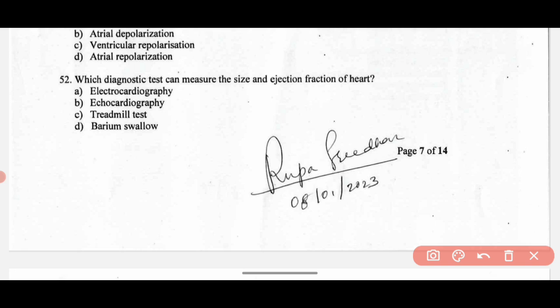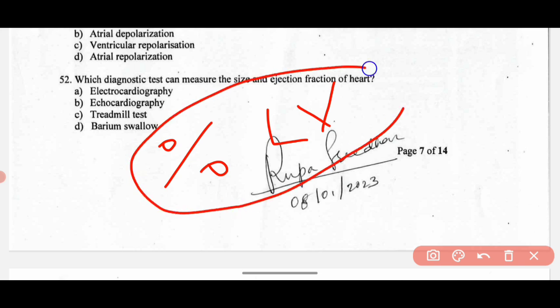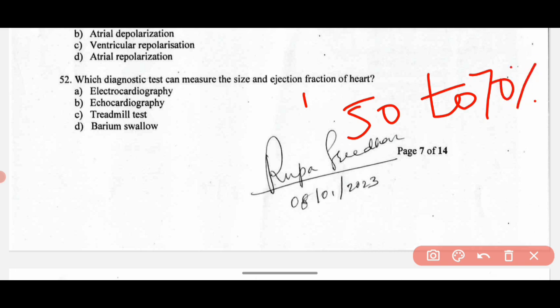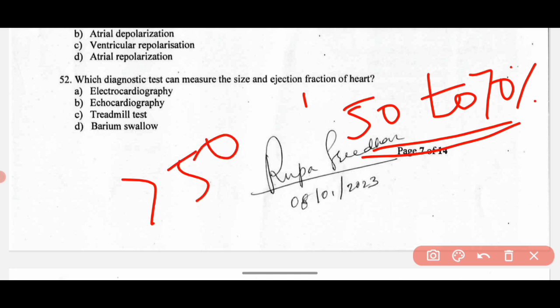What is ejection fraction? Ejection fraction is nothing but the percentage of blood pumped out from the left ventricle in each heartbeat. The amount of blood pumped out from the left ventricle in each heartbeat is called the ejection fraction. And the normal ejection fraction is 50 to 70% according to the American Heart Association. According to AHA, the normal ejection fraction is 50 to 70% for a healthy adult. In case of disease, it will be less than 50.